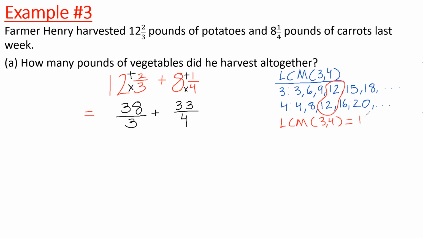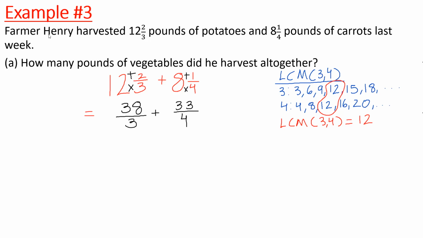Is 12. Okay. Angel, what is the LCM of 3 and 4, based on what we just figured out? Where's Angel? 12. Very good. And Kyle, are you there? Where's Kyle? Williamson. Yes, sir.